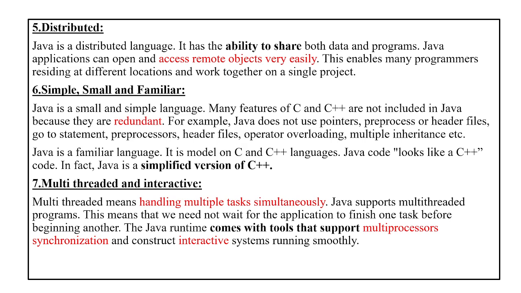And the next feature is simple, small and familiar. Why are we calling Java a simple, small language? Many features of C++ are not included in Java because they are redundant. What are those features? Pointers, preprocessor, header files, go-to statements, operator overloading, and multiple inheritance. All these features are not used in Java because they are redundant.